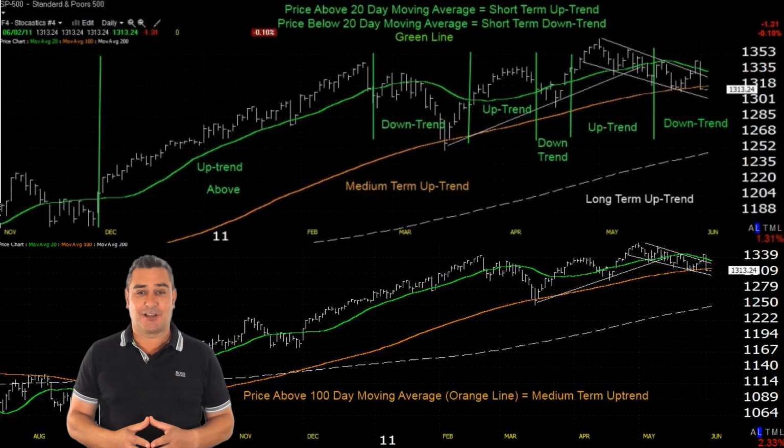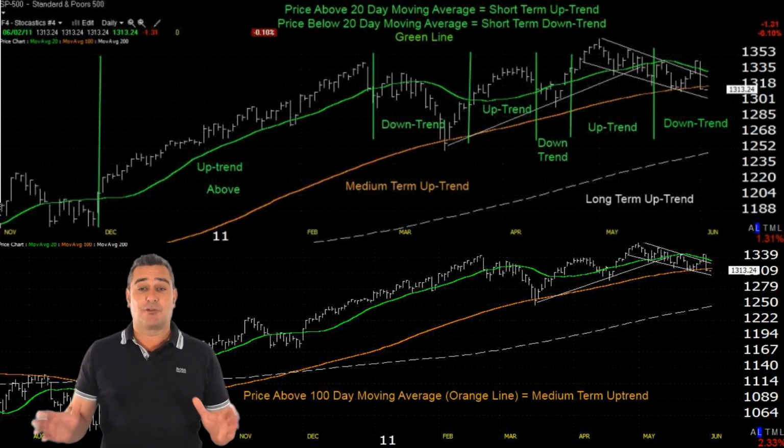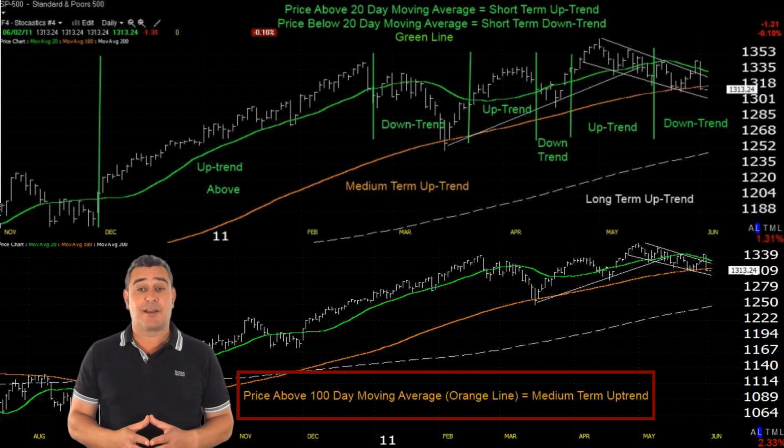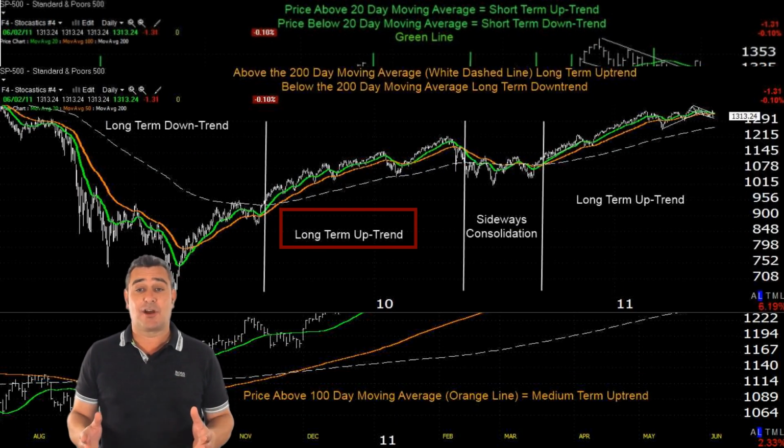The fourth key is to use moving averages. Moving averages are one of the simplest and most effective tools for identifying trends, and they are used by professional traders all over the world. I recommend using 3 moving averages together: the 20-day moving average for short-term trends, the 100-day moving average for medium-term trends, and the 200-day moving average for long-term trends.